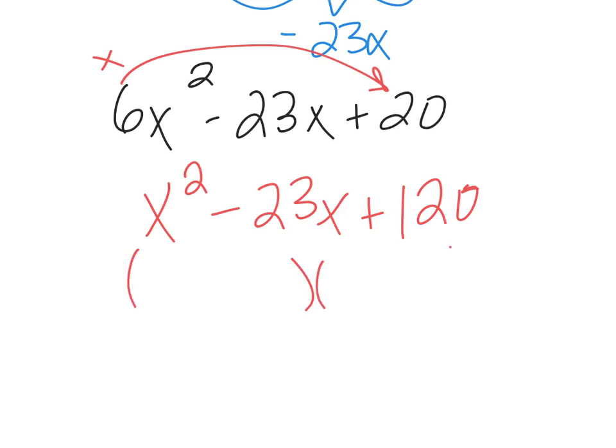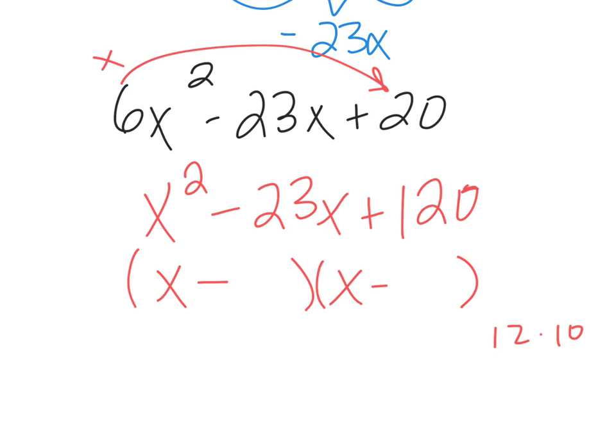Again, both of these have to be negative, since your C is positive and your B is negative. So for 120, the first thing I think of is 12 and 10, but when I add 12 and 10 together, that gives me 22, so that's not going to work. But I'm almost there at 23. I kind of made a list. So 12 times 10, that's not going to work.